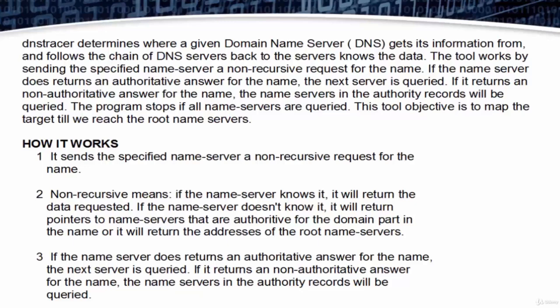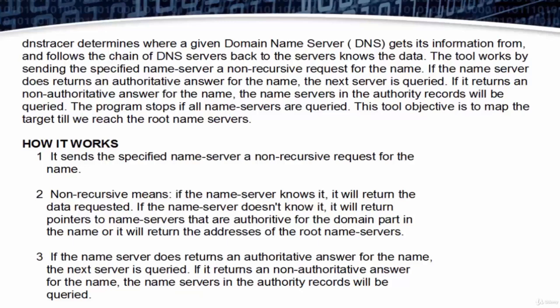The tool works by sending a specified name server a non-recursive request for the name. If the name server returns an authoritative answer for the name, the next server is queried. If it returns a non-authoritative answer, the name servers in the authority records will be queried. The program stops when all the name servers have been queried. This tool's objective is to map the target until you reach the root name servers. Let's see how it works.